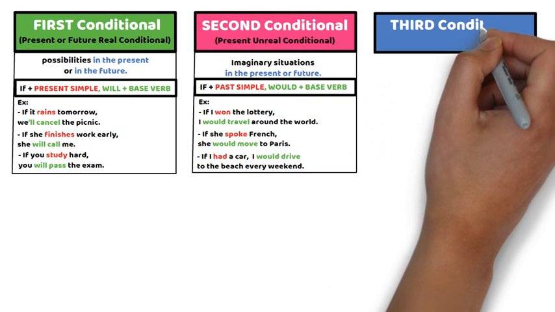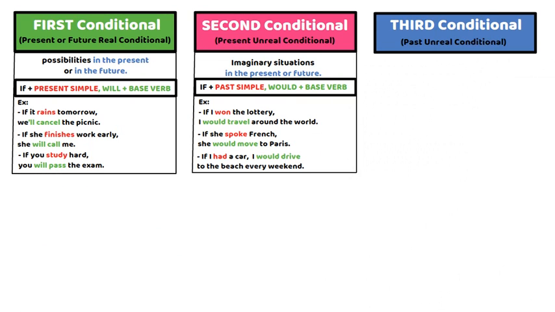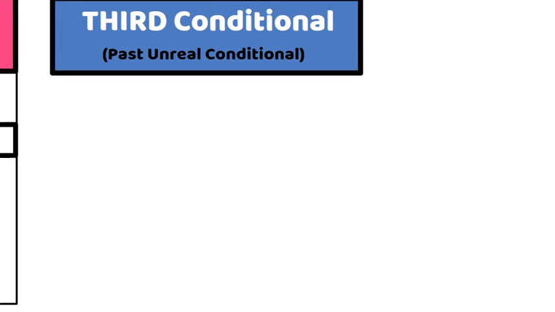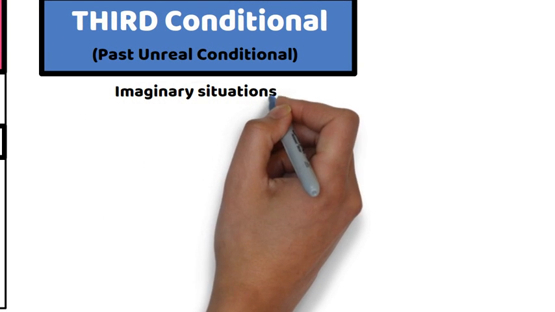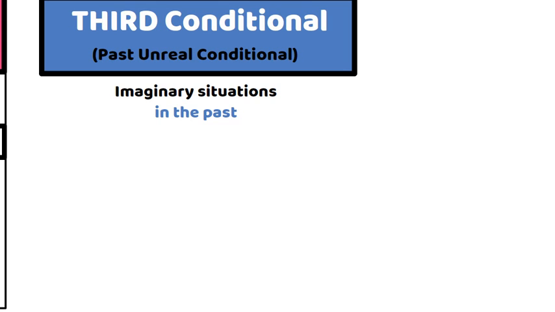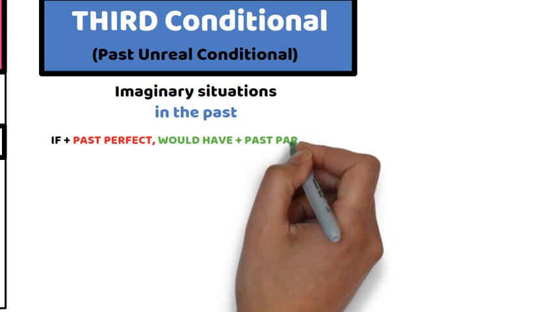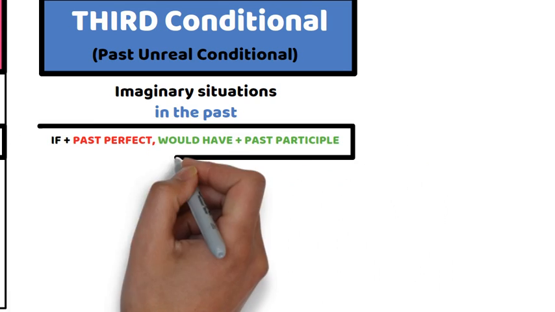Third conditional, or past unreal conditional. We use the third conditional when we talk about imagined situations in the past. Form: if plus past perfect, would have plus past participle.